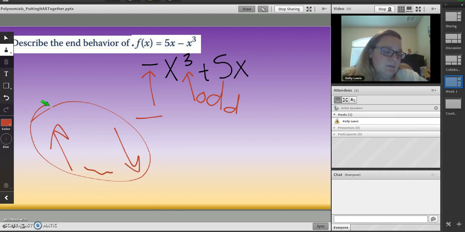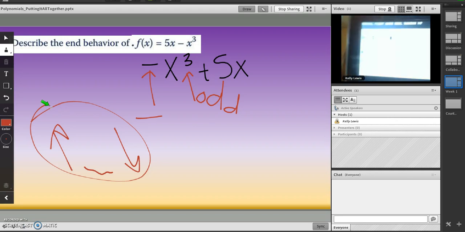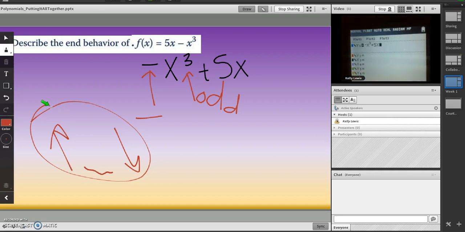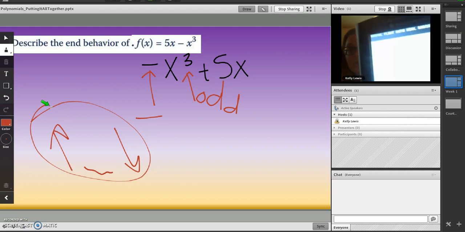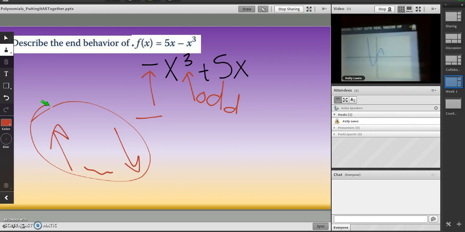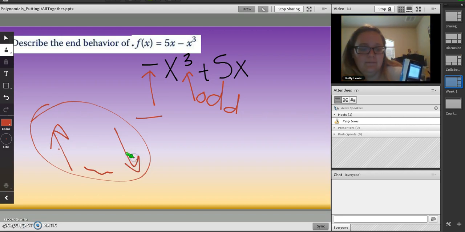Okay, I'm going into y equals, and I'm going to type it in correctly: negative x to the third plus 5x. I push graph. And look, it starts off at the top, going up, and then ends at the bottom, just like here, top and then bottom, up, down.